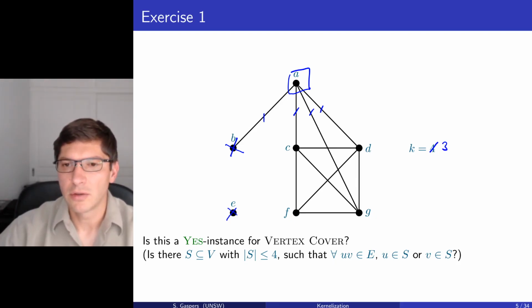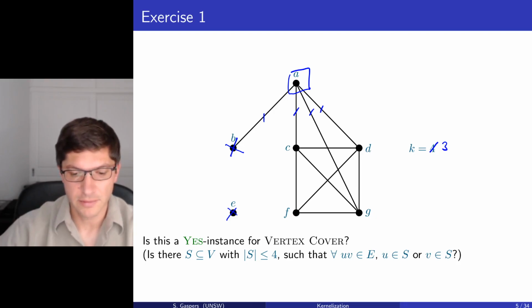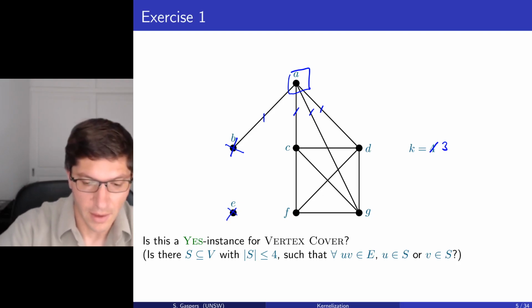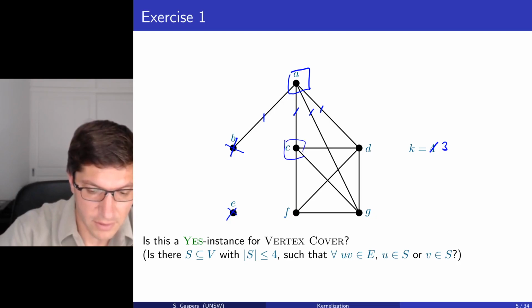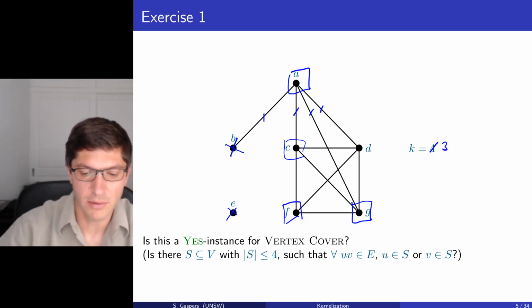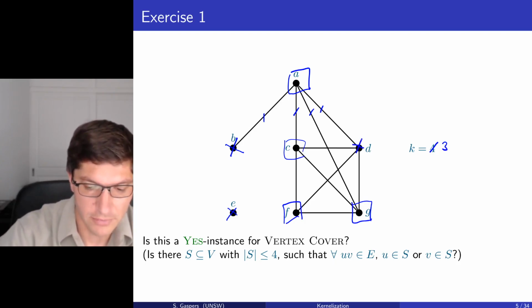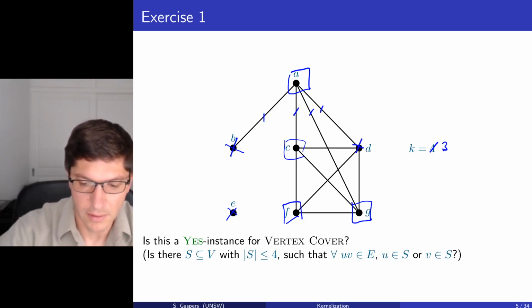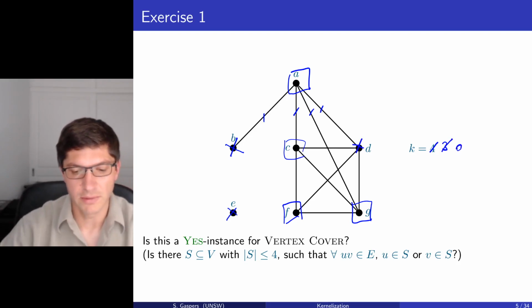In a complete graph on 4 vertices, can we find 3 vertices that cover all the edges? And the answer is yes. It doesn't matter which ones we take. Take any 3 vertices of this complete graph on 4 vertices, and we'll get a vertex cover of size 3 in the remaining graph, so 4 in the original graph. And then after taking these 3 vertices, k decreases to 0.